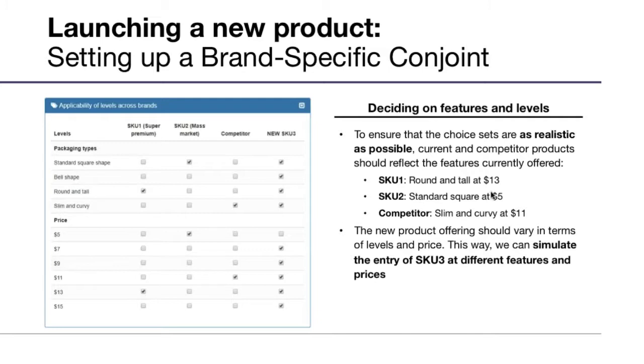We would set up a brand-specific conjoint. Brand-specific conjoint is what we call a situation where you would have different SKUs. So here we have 2 current SKUs, 1 competitor SKU, and a 4th one is our 3rd SKU. And for the current ones that are currently on the market, we know the packaging types and we know the price points. So we're not actually varying those. But for the new SKU, we would vary the packaging type and the price in order to understand which one works the best.